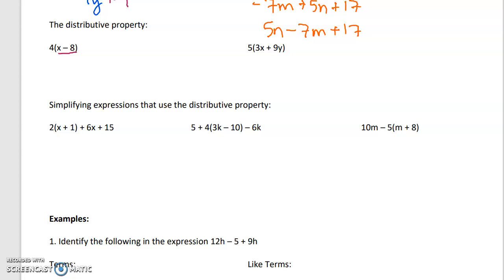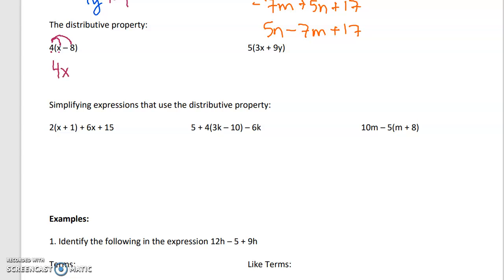Multiplication is one of those operations that you can do even if you don't know what the number is. You can represent the multiplication by putting the two things next to each other. And so the distributive property allows us to kind of override the parentheses here. So we would take the outside number 4, what we're multiplying by, or how many copies of the x minus 8 we have. We would multiply it by the first term, and we would get 4x.